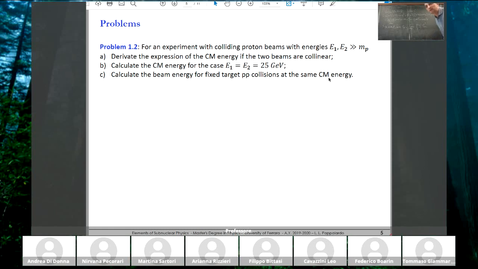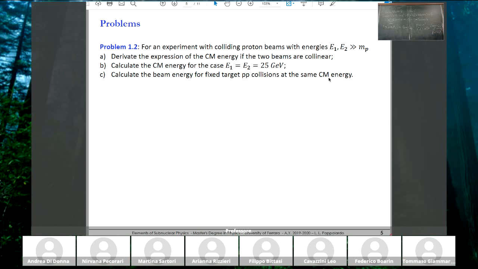Which is how much is the mass of the proton in GeV? You tell me? One GeV. Approximately 1 GeV, a little bit less. So it's 0.938 GeV. Okay? So if you do now this ratio, you obtain a huge value, 1333 GeV. And this you have to compare with 50 GeV in the collider mode. So this is a fixed target mode.